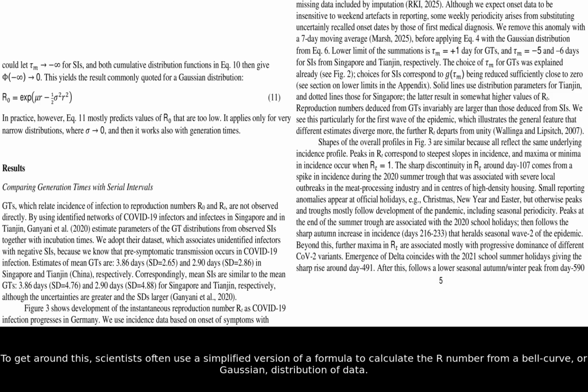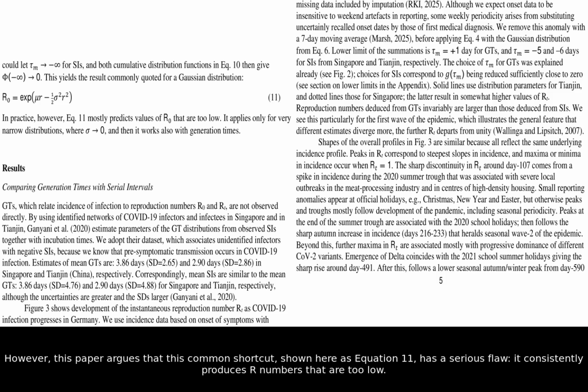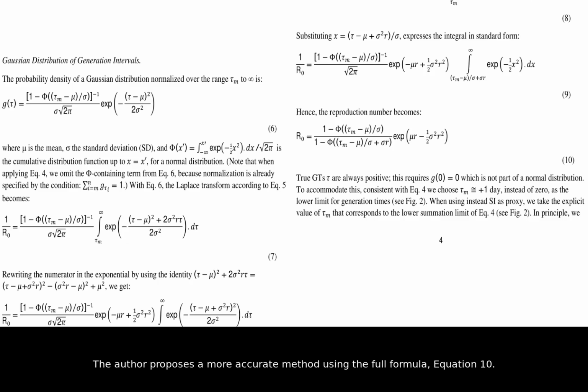To get around this, scientists often use a simplified version of a formula to calculate the R number from a bell curve or Gaussian distribution of data. However, this paper argues that this common shortcut, shown here as equation 11, has a serious flaw. It consistently produces R numbers that are too low. The author proposes a more accurate method using the full formula, equation 10.